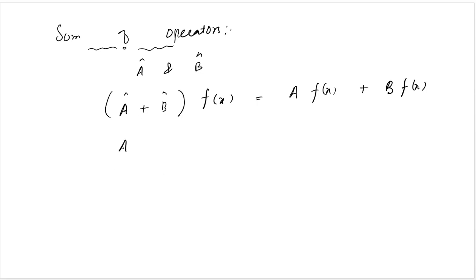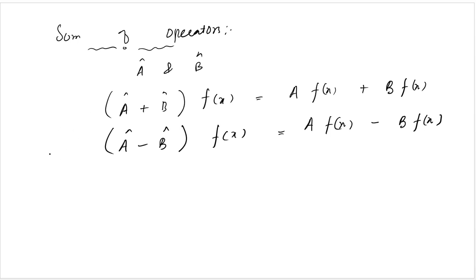Similarly, अगर हम लेंगे subtraction of the operators, the same operators A and B, A minus B, we take an arbitrary function f of x and we operate this. So we'll get something like A f of x minus B f of x. Okay, so this is the sum and the subtraction. This is how we carry out the sum and the subtraction of the two operators.